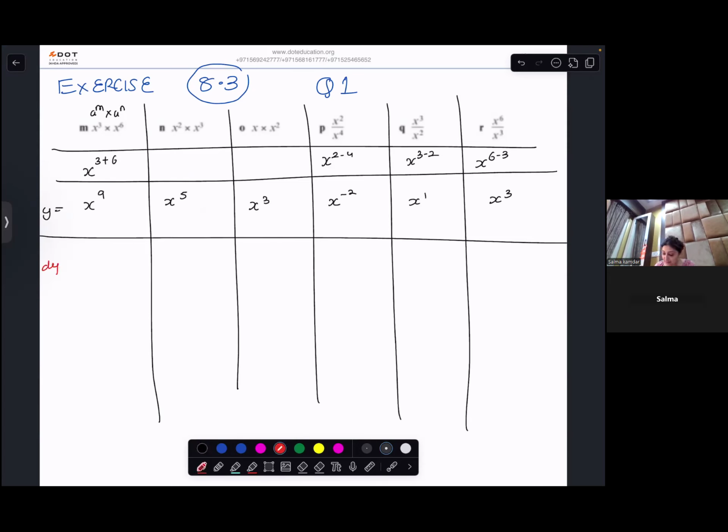Now when I'm going to my dy by dx, I simply apply the formula nx^(n-1). So it's going to be 9x^8, 5x^4, 3x^2, minus 2x^(-3), x raised to 0, and anything raised to 0 is 1. And this is going to be 3x squared. So I complete exercise 8.3, question number 1, differentiation, where you are differentiating x raised to n.